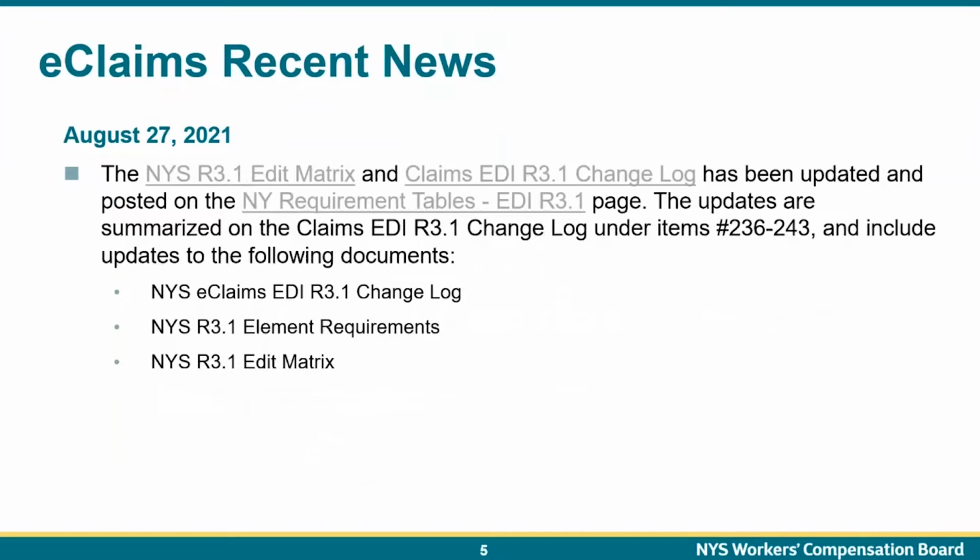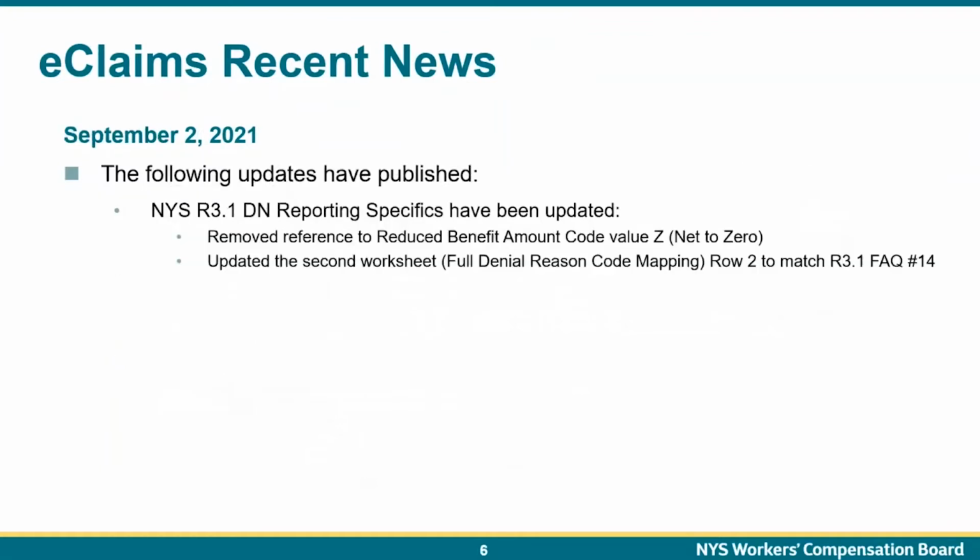The 3.1 edit matrix and 3.1 changelog have been updated and are posted on the 3.1 page under the New York requirement table section. Numbers 236 through 243 list these updates for you. We have removed the reference to the reduced benefit amount code value of Z for net to zero, as we won't be implementing this until after 3.1 is implemented.